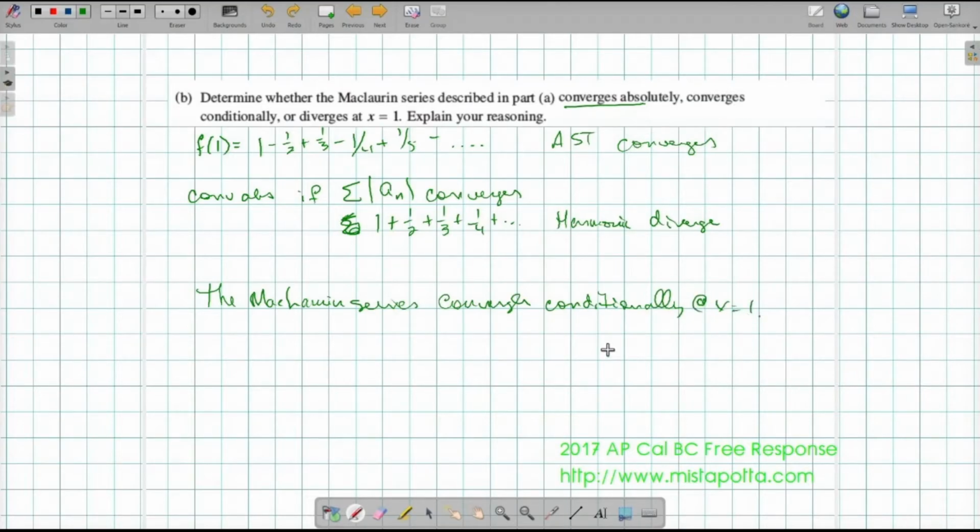So again, I have to do that conditional convergence test. Test the absolute value of the terms to make sure they converge. If they do, great, I converge absolutely. But they don't in this case. So, moving on to part 3.